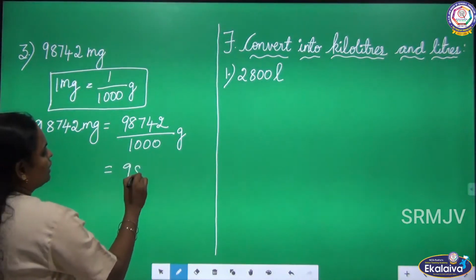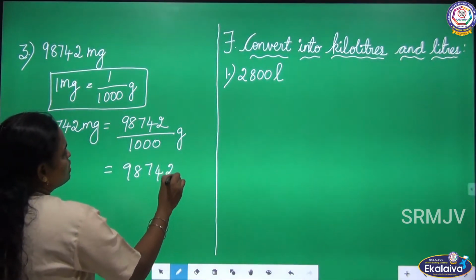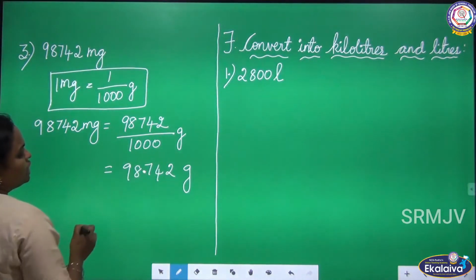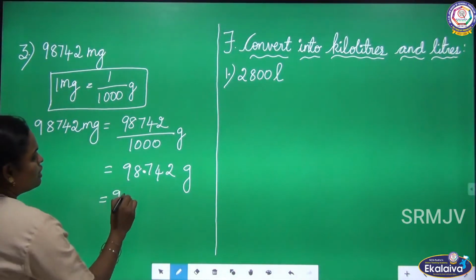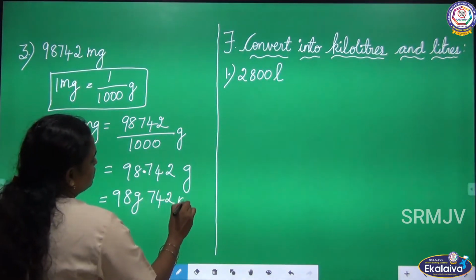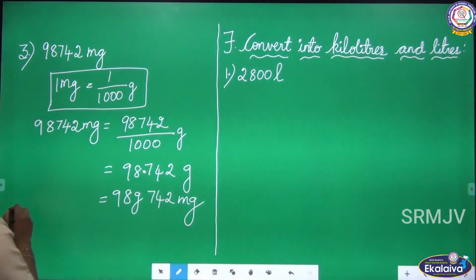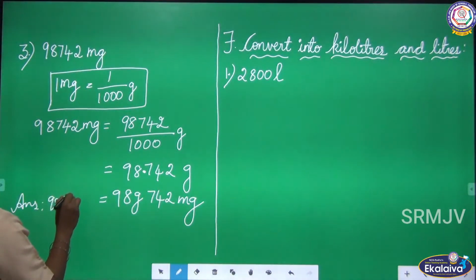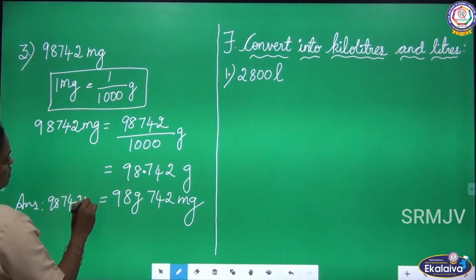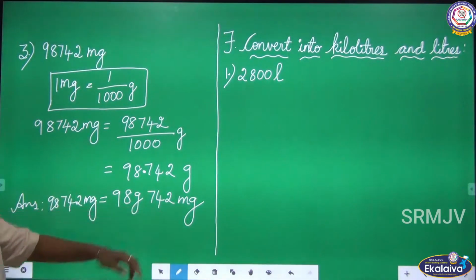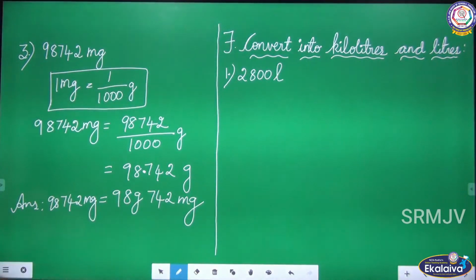98742, how many decimal places? 1, 2, 3. So how many grams, how many milligrams, children? 98 grams, 742 milligrams. So the answer: 98,742 milligram equal to 98 gram and then 742 milligrams.